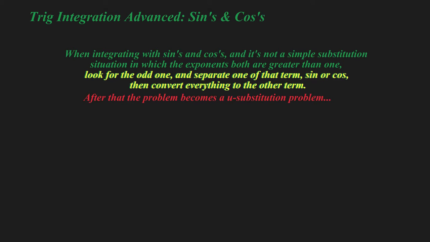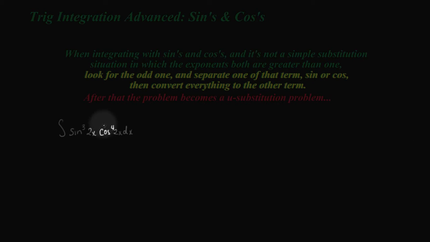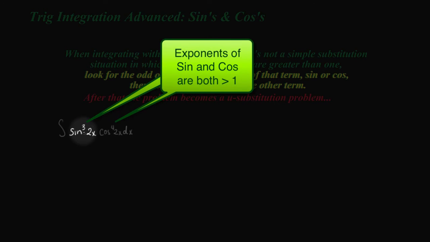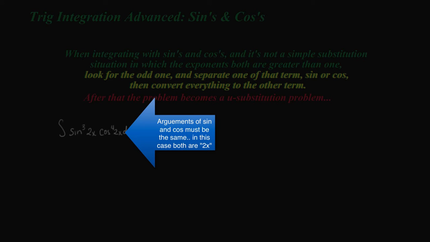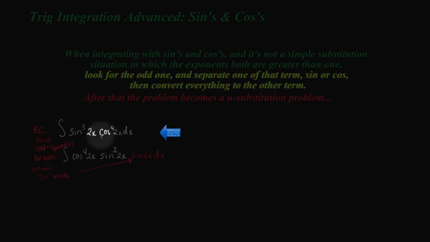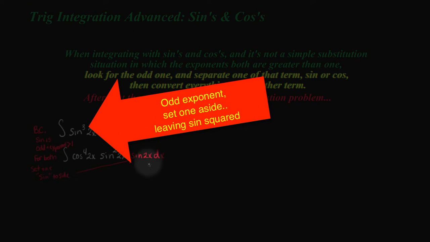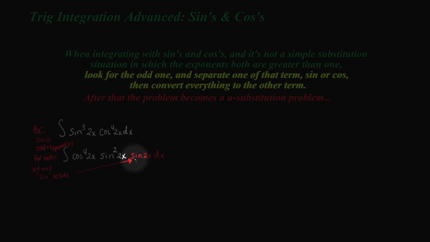All right. So I've done a couple examples. It's very unorthodox for me to do examples on a concept video, but just to illustrate what I'm talking about, here you see that the powers are both greater than 1, right? So what you're going to do is you're going to look for the odd one and separate it out, because sine is cubed, greater than 1. We set one of the sines aside. So if we set one sine aside, what's left over? A sine squared 2x.